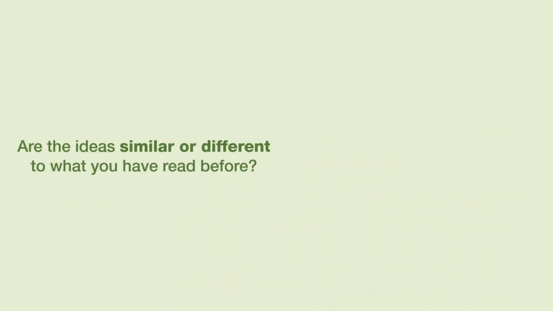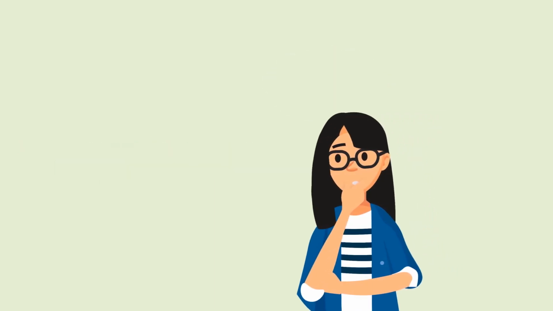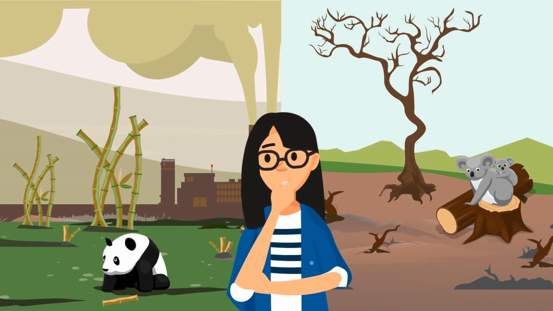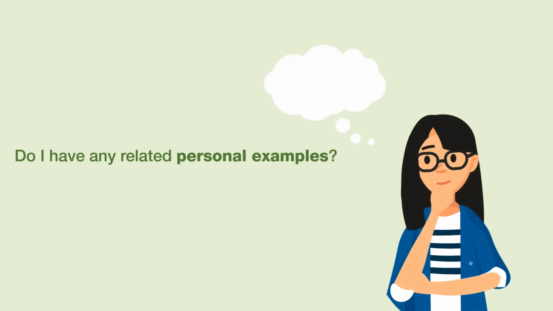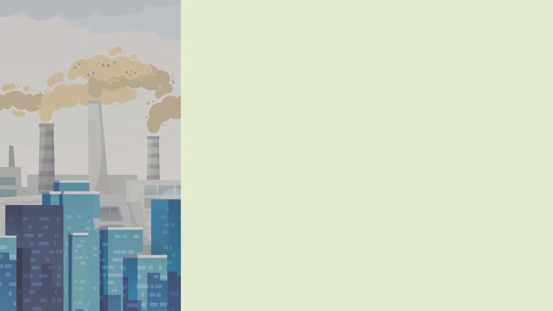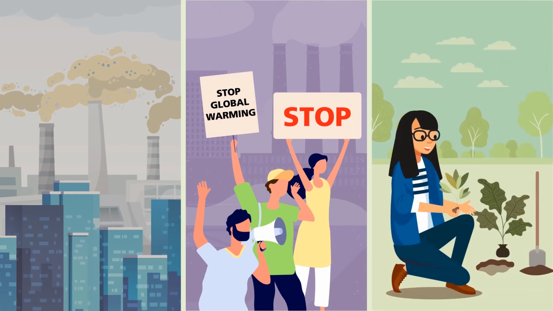Are the ideas similar or different to what you have read before? There are some similarities between Australia and my country. Both have serious environmental problems. I wonder what we can do about it. Do you have any related personal examples? Well, my hometown has problems with air pollution, but people are starting to take action. I contribute by planting trees in my area.